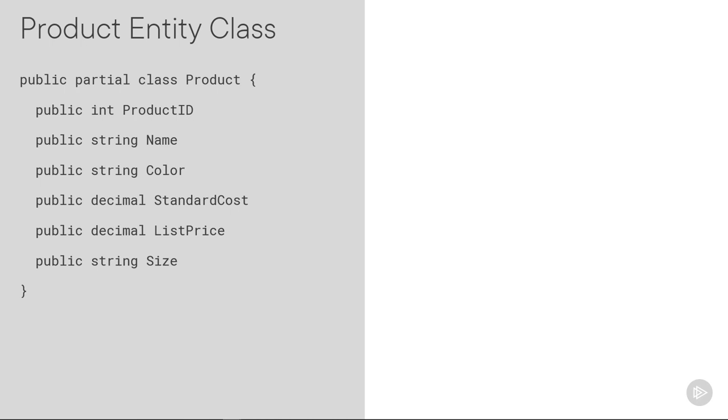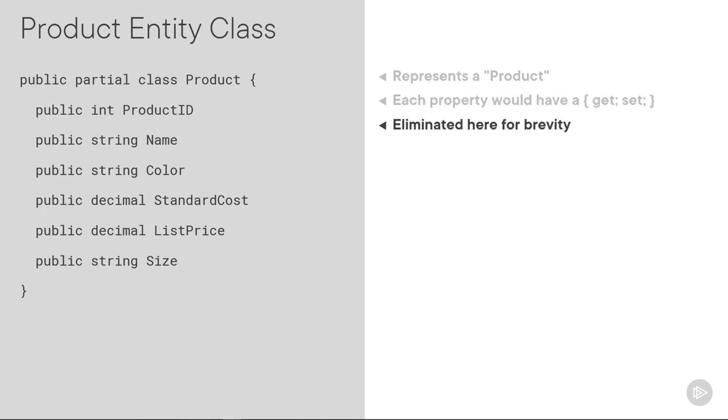Let's take a brief look at some of the classes we're going to be using. The first one is a product class. This represents a single product. And each property listed here would actually have a get and a set, but I have eliminated those on the slide here just to keep things simple.